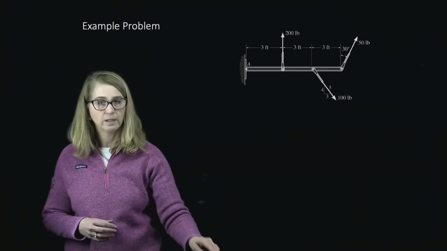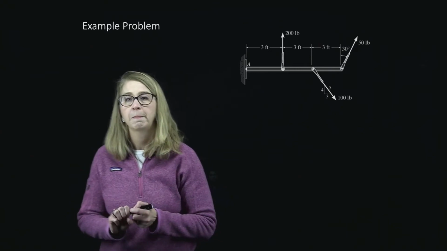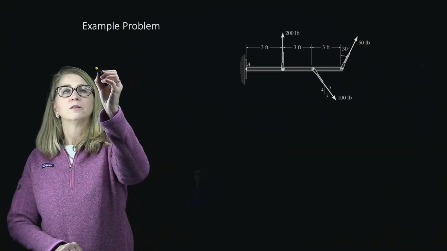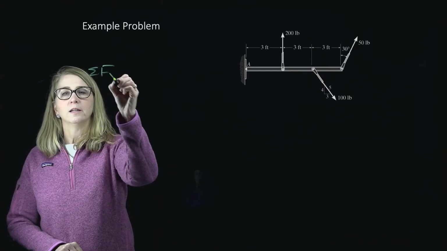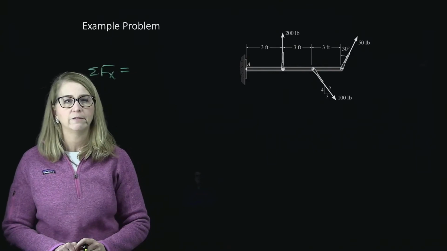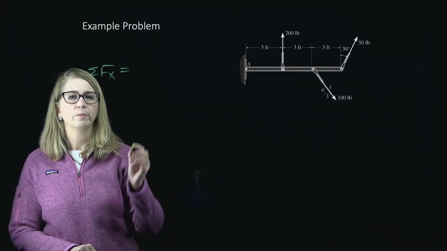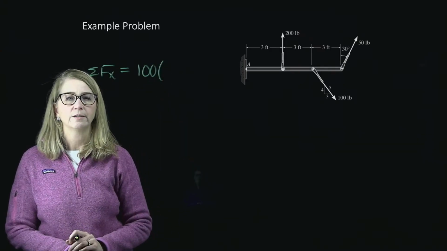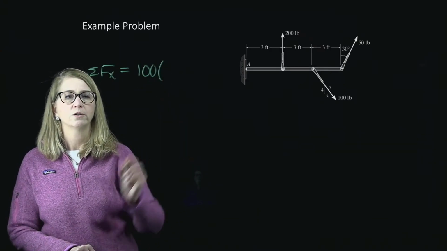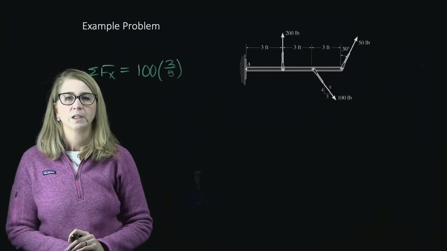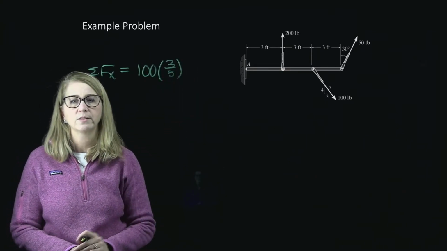So I wanted to get a little bit more room to work in. We're going to look at the forces in the x direction. And so what do we have? We have the 100-pound force, and we want to look at its x component using our triangle. That will be given by 3 over 5. And then the 50-pound force has an x component.